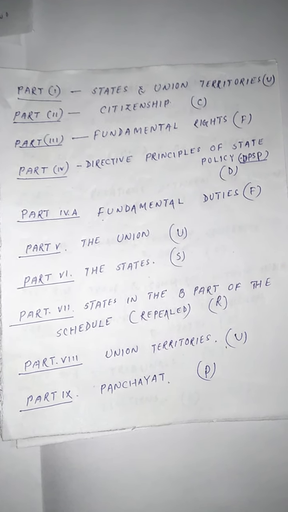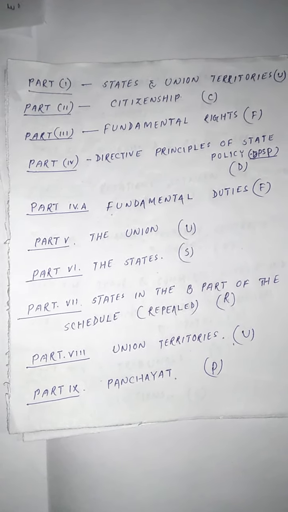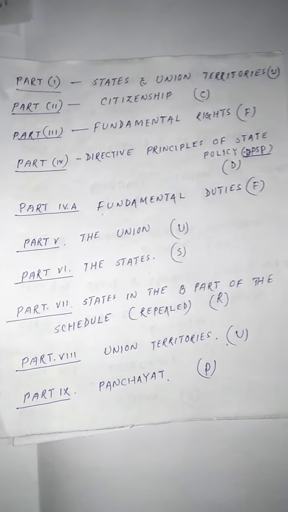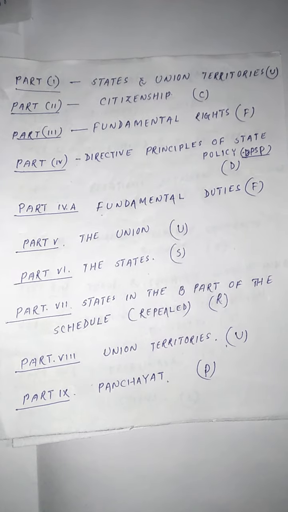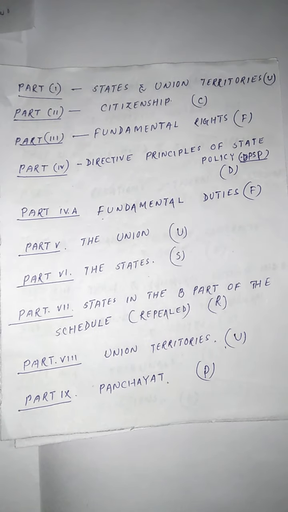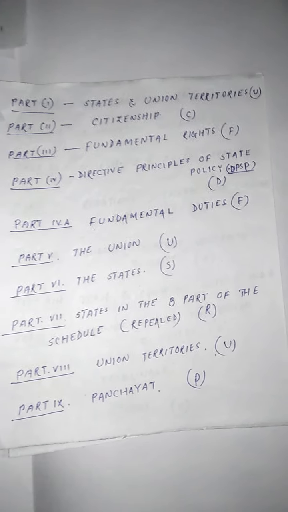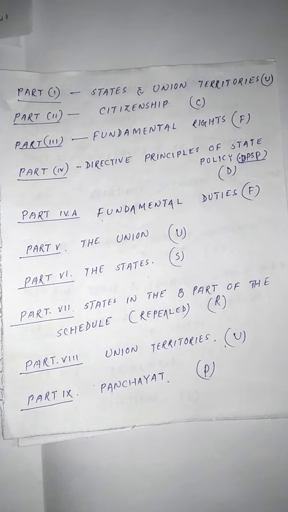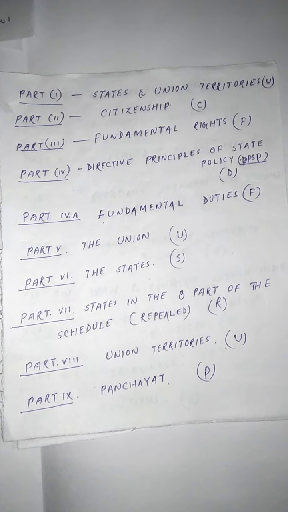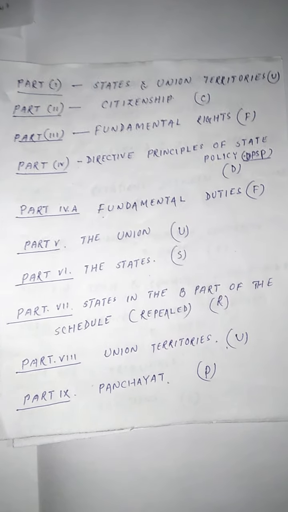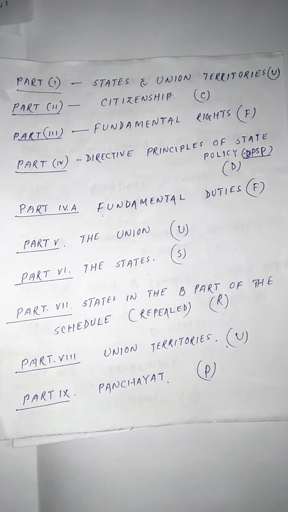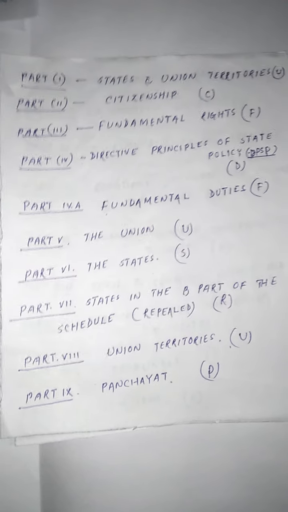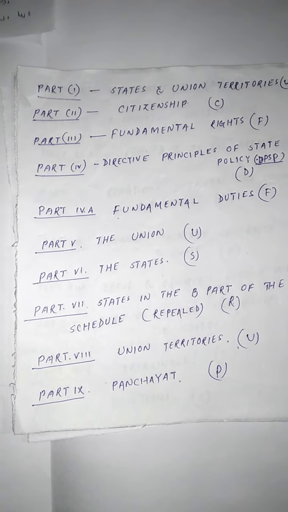Third part, fundamental rights, F. You can fly. Directly, that is D. D for directive principles of state policy, also known as DPSP. Then from, that is F, fundamental duties.